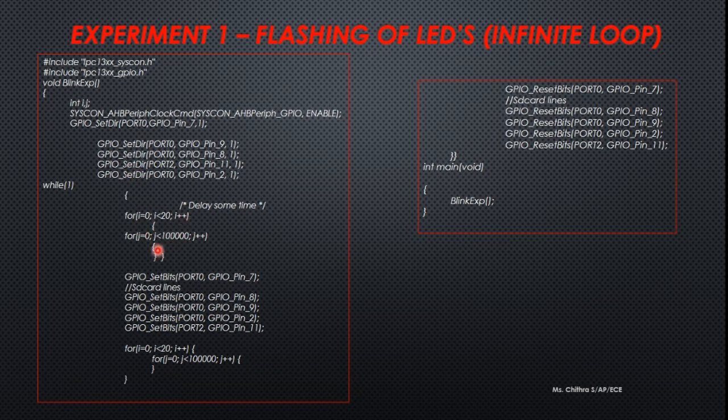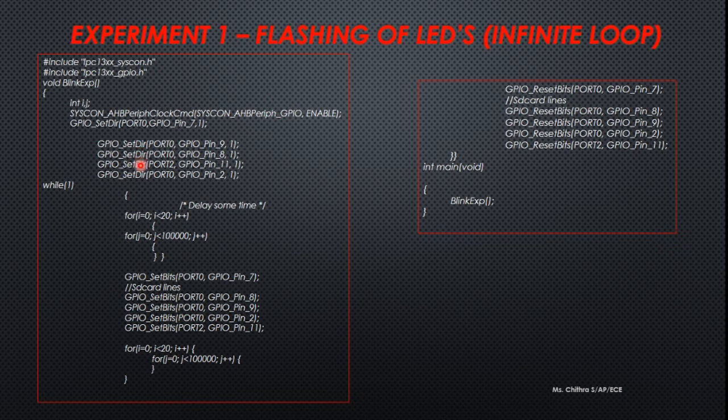To make any pin on, we use the command GPIO set bits. If you want to make the LED off, the command is GPIO reset bits. First I want to make all the LEDs on. Whatever pins I configured as output pins, I am configuring once again, but giving GPIO set bits. Set bits will make all the pins go on. Again, in reset bits, all the LEDs will go off.